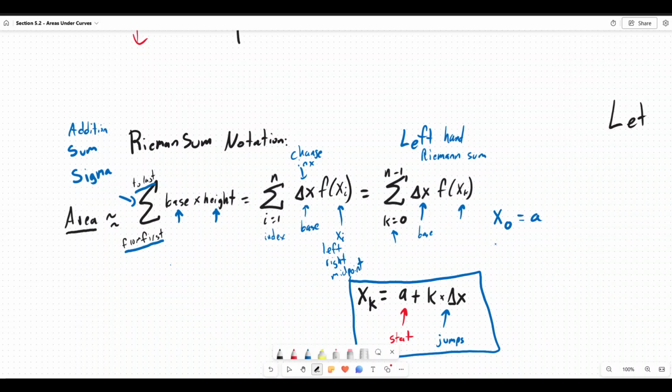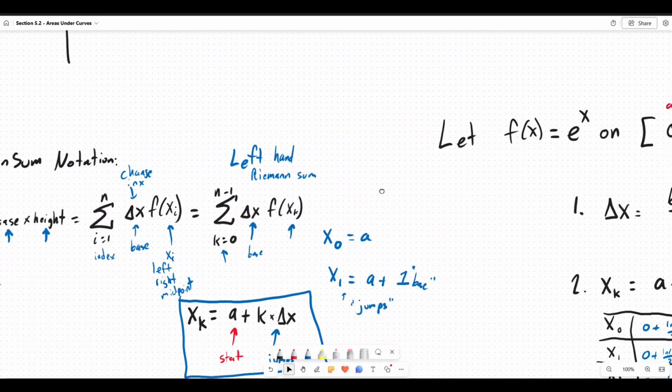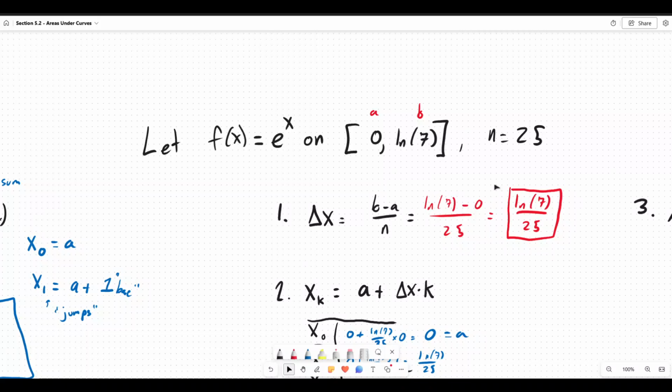And this should always be the case. Why? Because if it's a left-hand sum, it's always going to start with a. And then x sub 1 is a plus 1 delta x, whatever our base is. So this index represents how many delta x, what I sometimes refer to as jumps, are we doing. And notice, because we're starting at 0, we're not going to go all the way to n. We're actually going to stop at n minus 1, one less than it. It's almost like we've re-indexed it.